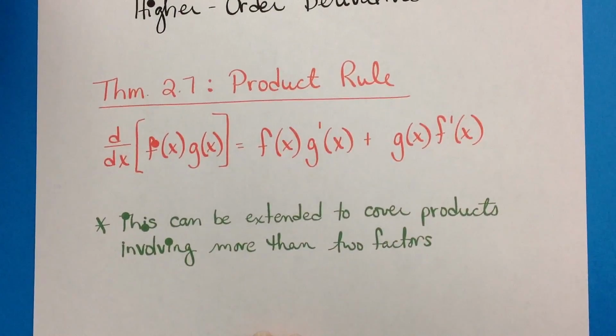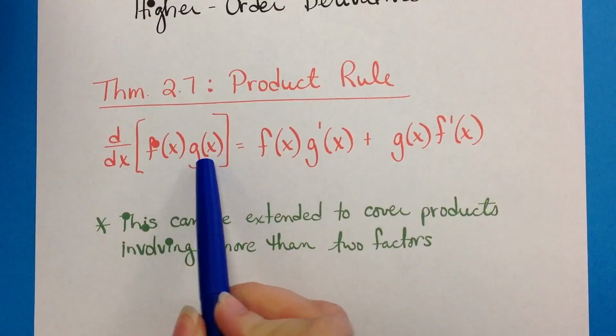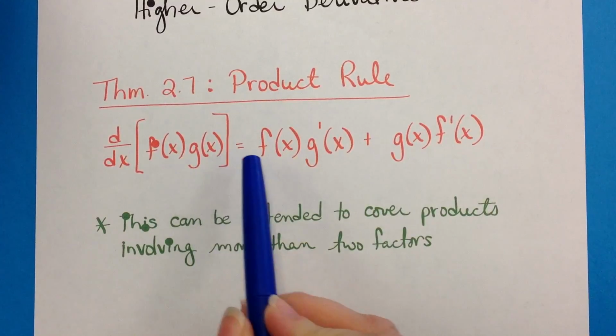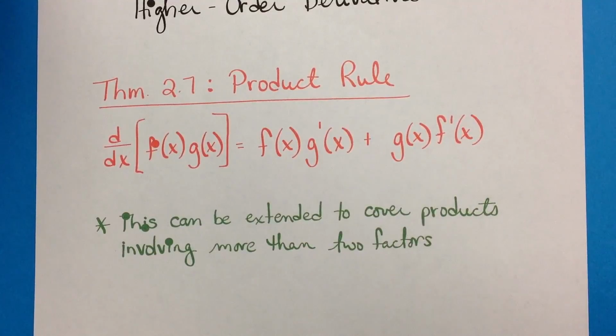Okay, now, as this next sentence states, this can be extended to cover products involving more than two factors. So like if we had an f of x times a g of x times an h of x, we could actually extend this concept and still have product rules. So like it says, it'll work for more than just two factors.